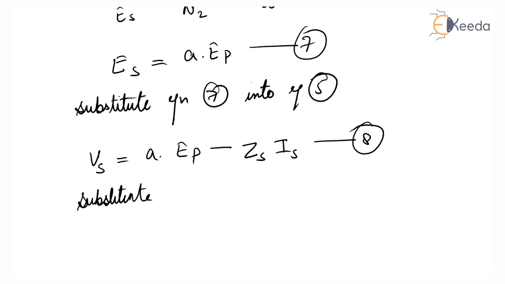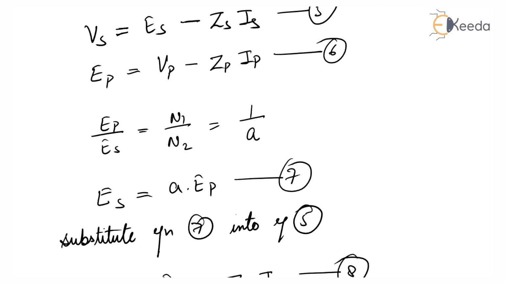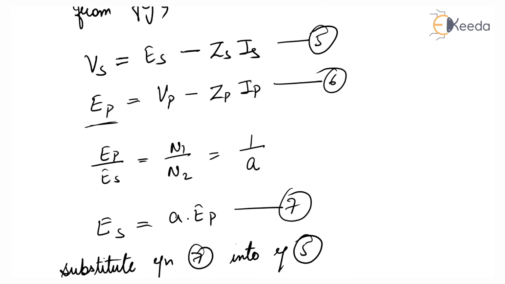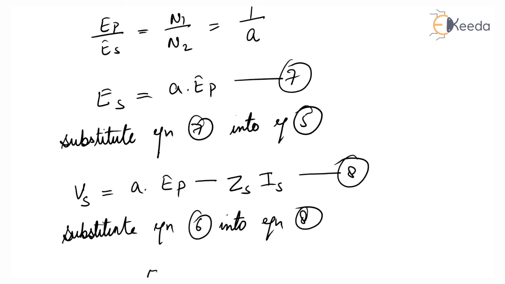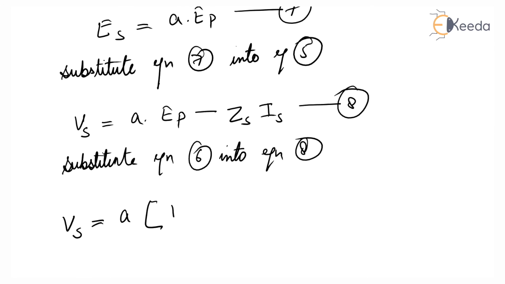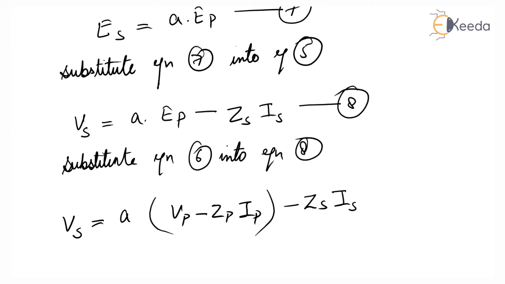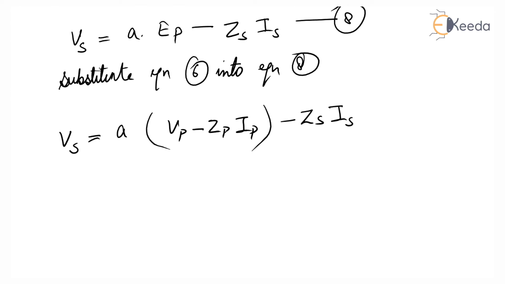Substitute equation 6 into equation 8. See equation number 6, we have the value for EP. So substitute this EP value in equation number 8. So we got Vs is equal to A into EP, which is equal to A into (Vp minus Zp Ip) minus Zs Is. Suppose this is equation number 9.